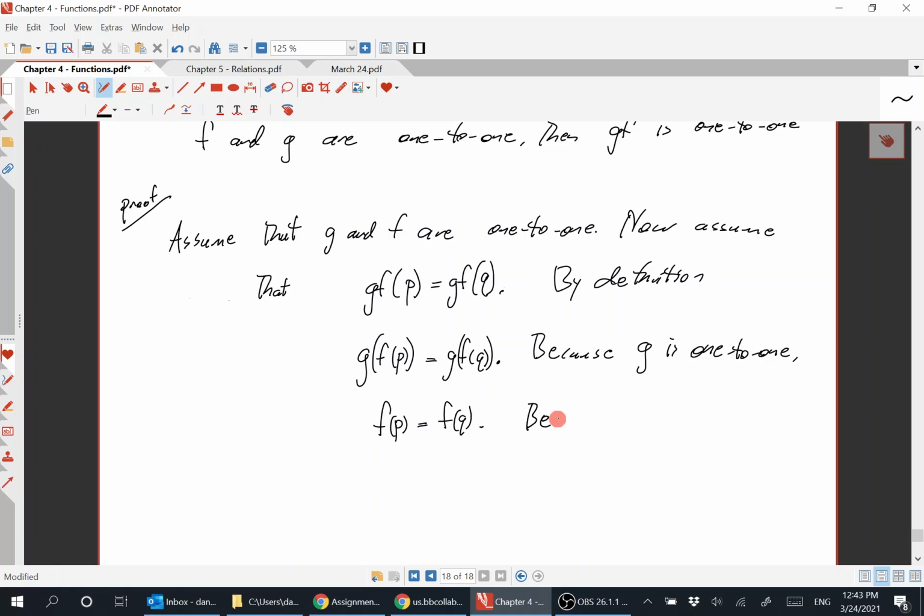And now, well, next step. What are we working towards? We're working towards P equal to Q. Well, we managed to get F of P equals F of Q, and because F is 1 to 1, what? P is equal to Q. P equals Q, as required.